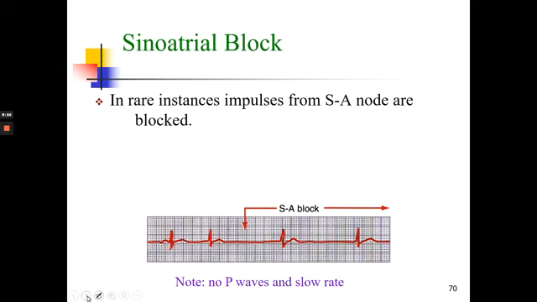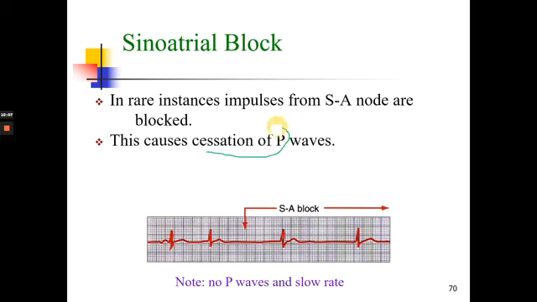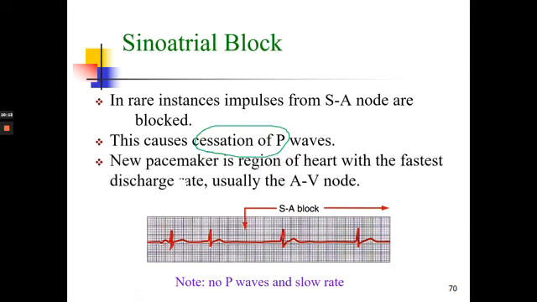Sinoatrial block: in rare instances, impulses from the SA node are blocked. This causes cessation of the P wave, and the new pacemaker in this case is the AV node. As you see here, the heart rate will be between 40 to 60 per minute, which is the rate of the AV node.